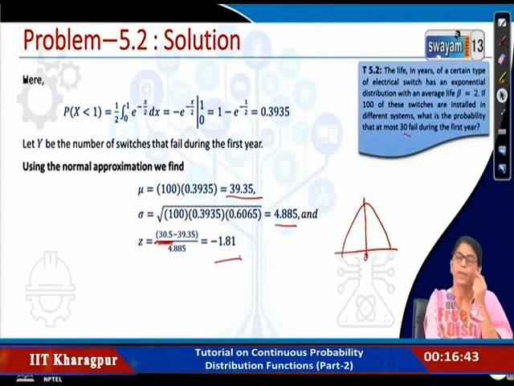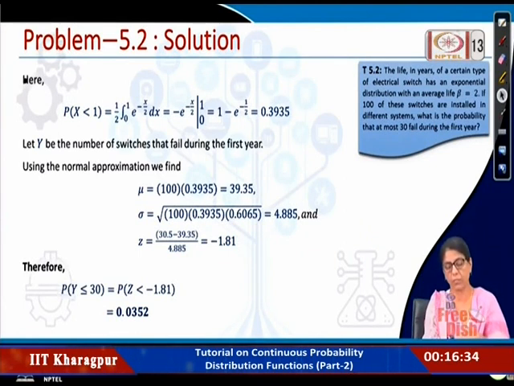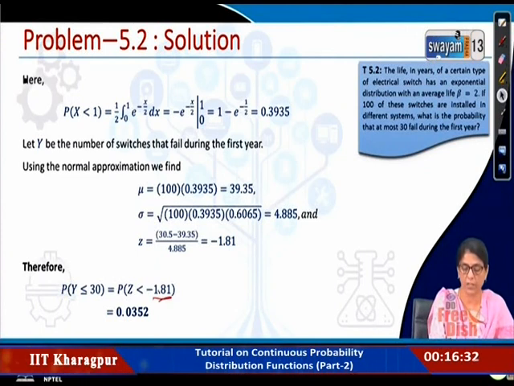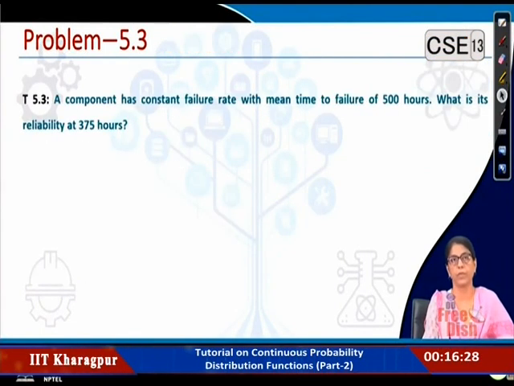Once I found the z value, then getting the probability is just a matter of looking into the table, that's all. Okay. So, that's the minus 1.81, that's the value from the table I got. So, this is the probability. Okay.